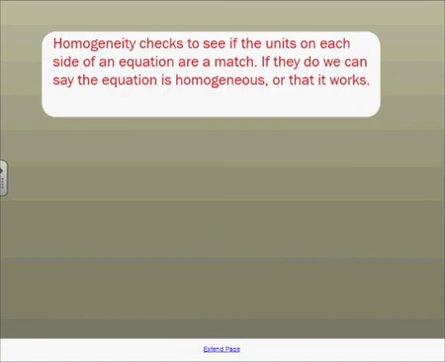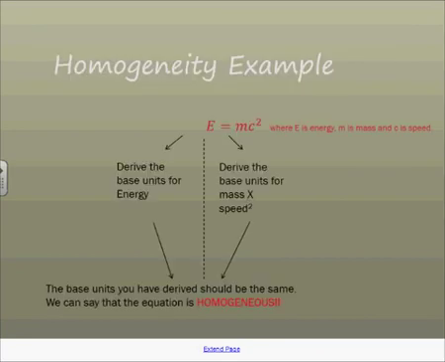So homogeneity checks to see if the units on each side of an equation match. If they do, we can say that the equation is homogeneous, or that it works. Let's look at this example here. The famous equation E equals mc squared, where E is energy, m is mass, and c is speed.